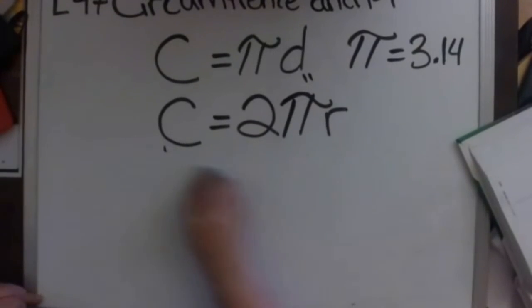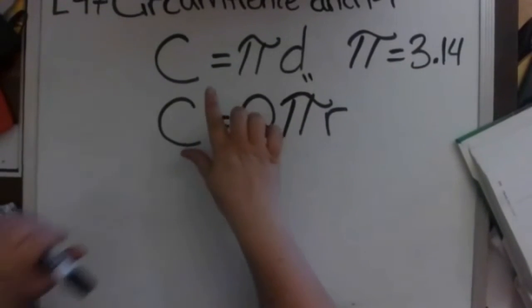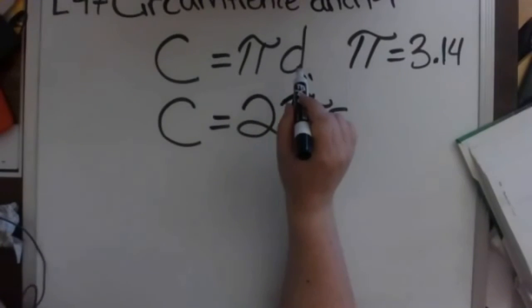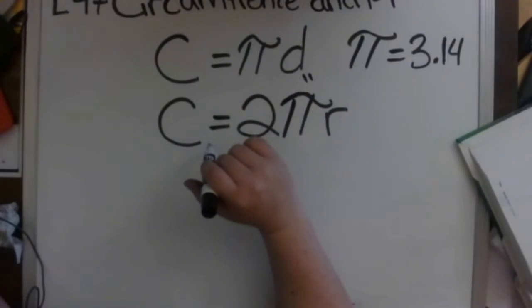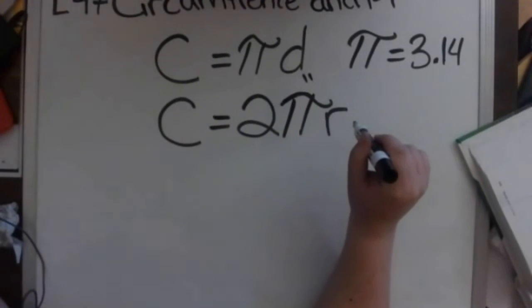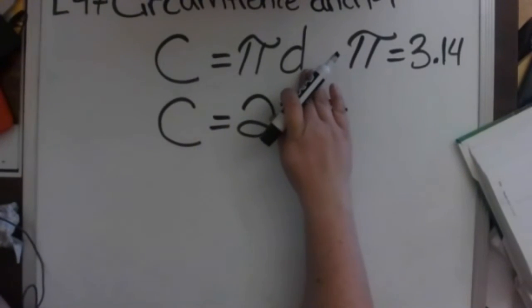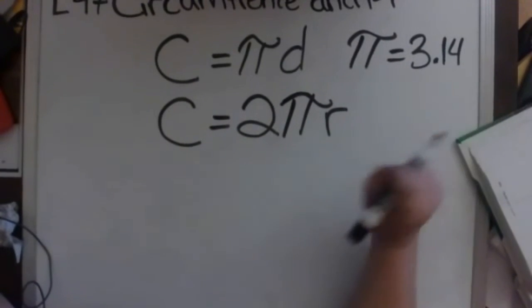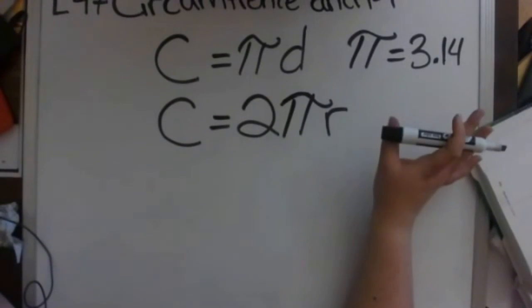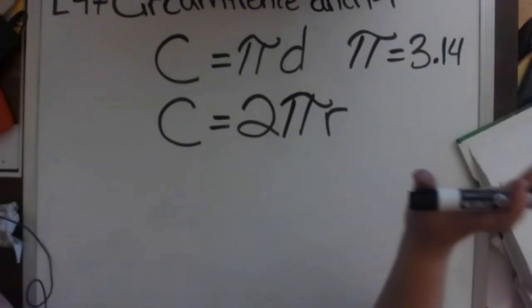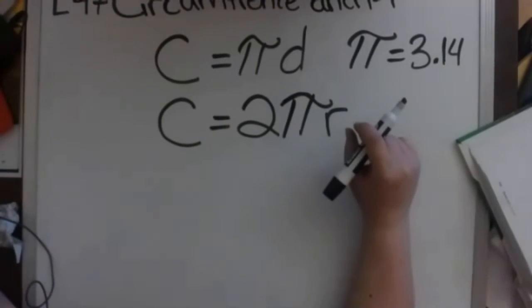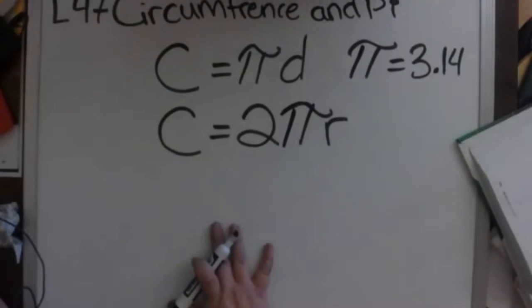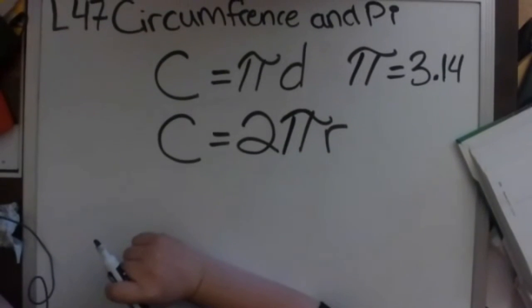So the things you need to remember are these: circumference equals pi times diameter, or circumference equals 2 times pi times radius, because radius is half of diameter, so you need to double it. And pi is 3.14 for our purposes. As I said, there are more decimal places, but we don't need to know those right now. So for right now, pi is 3.14. And that is how you find the circumference of a circle, and that is what pi is. That is lesson 47 for course 1.